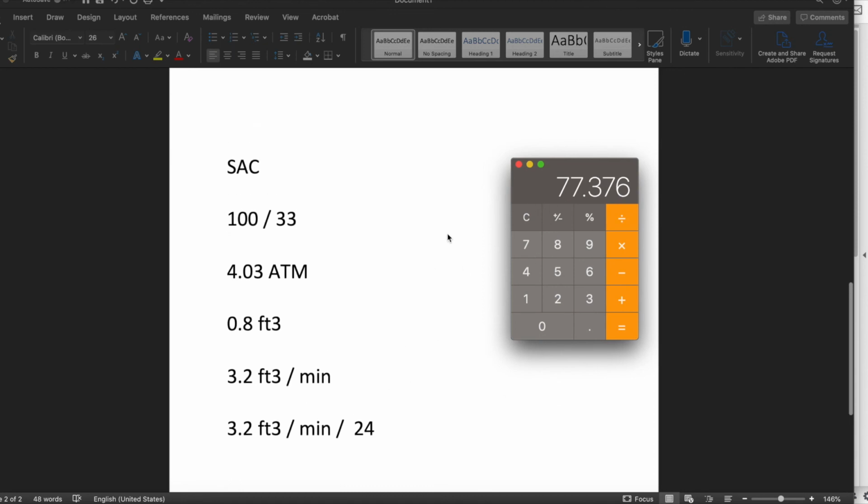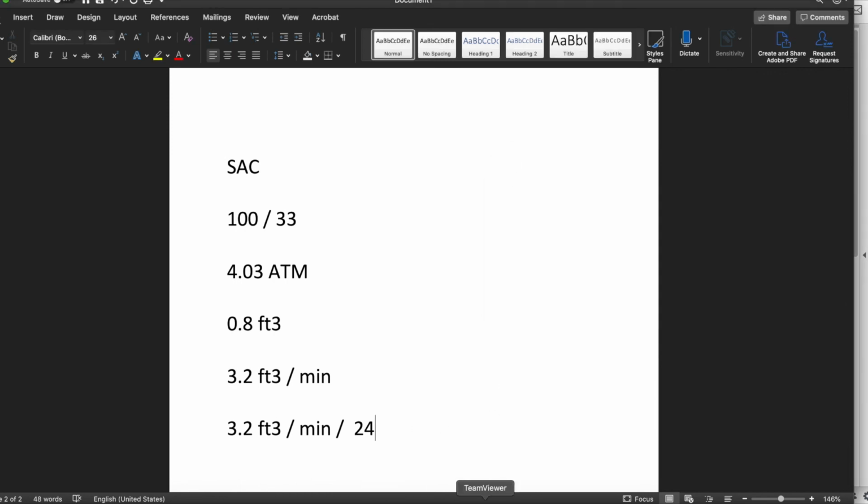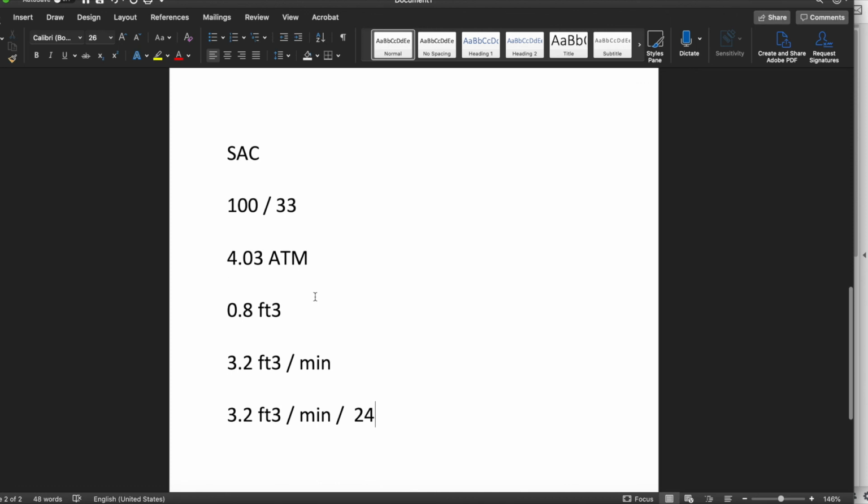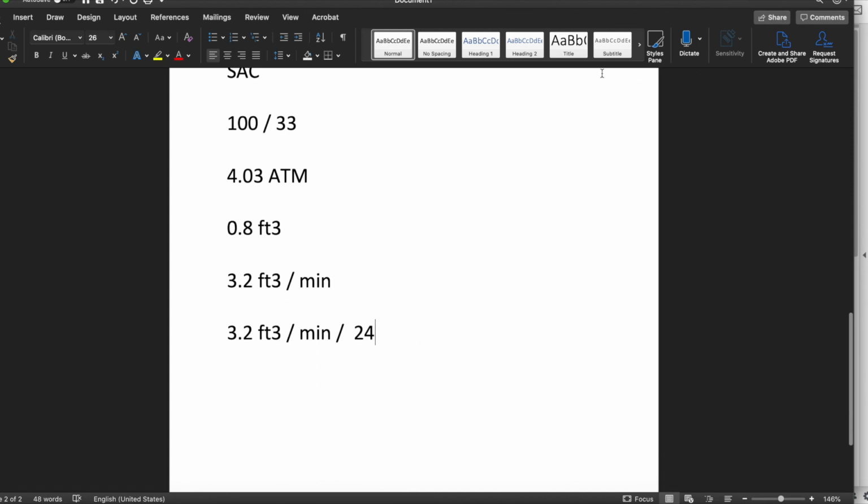dive here. So that's two different planning things we can use, is the equivalent air depth calculation and then the SAC rate calculation to give you some planning for the Meg Ledge.